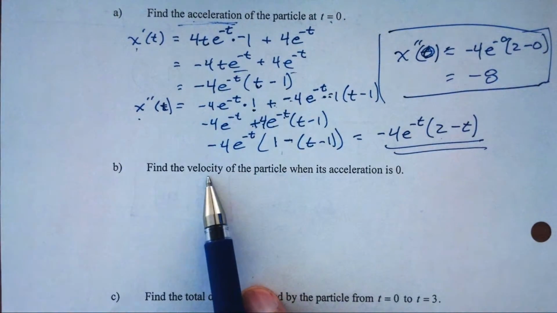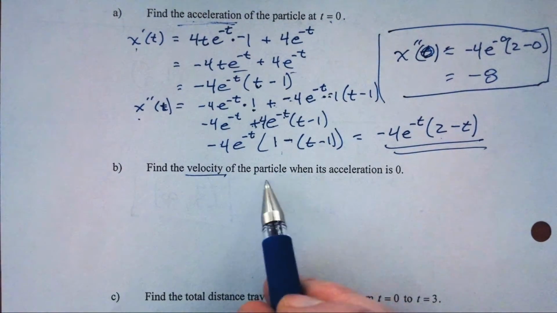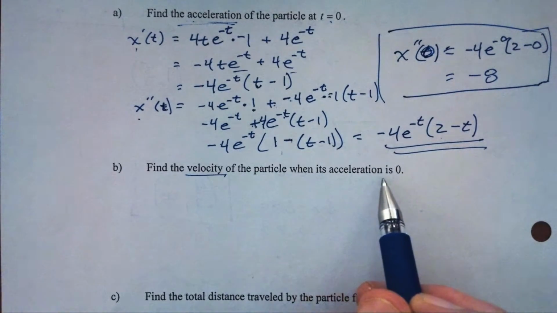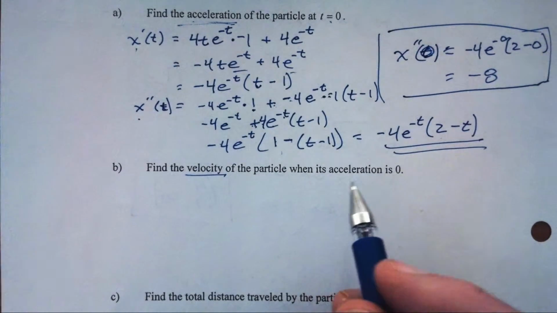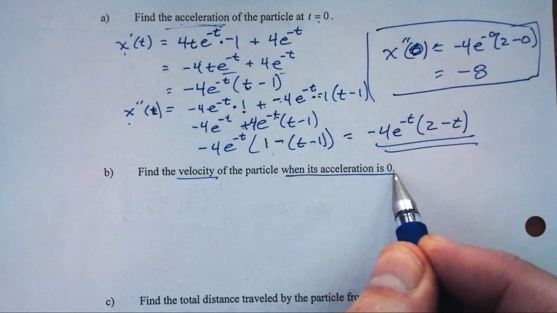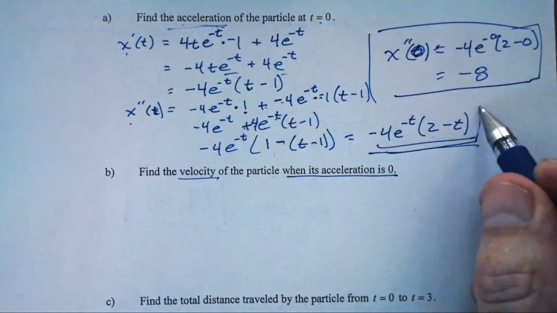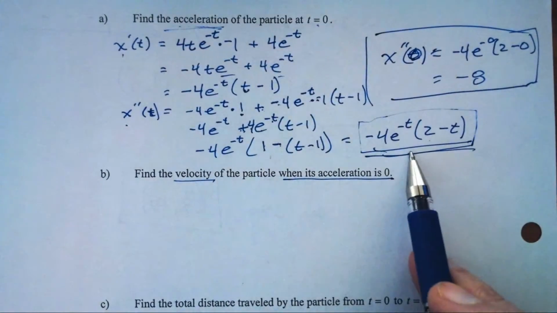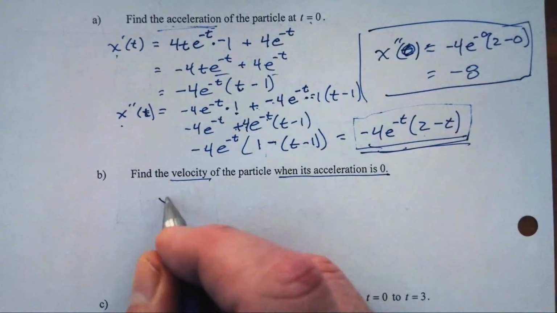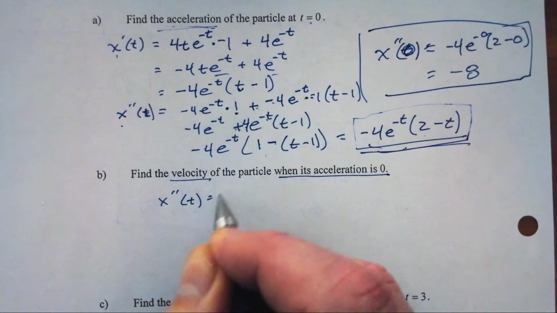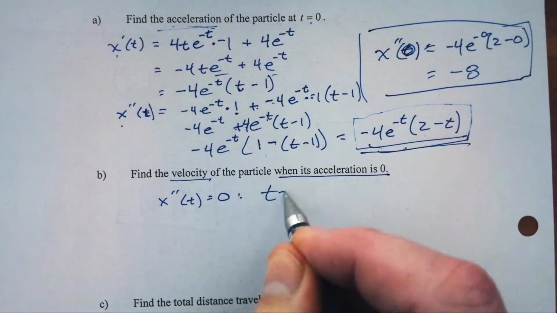Find the velocity of the particle when acceleration is 0. So I need to figure out, when is acceleration 0? Here's my acceleration. When is this function 0? So when is x double prime of t equal to 0? When t equals 2.